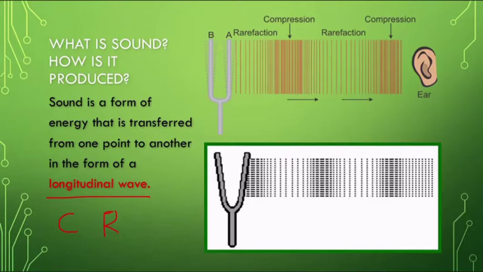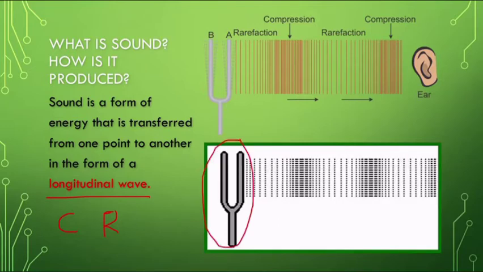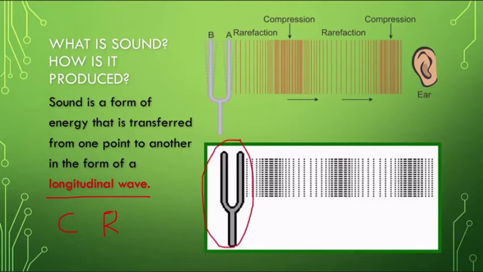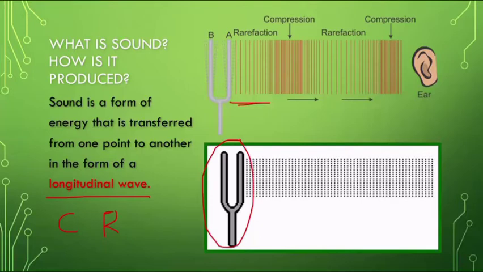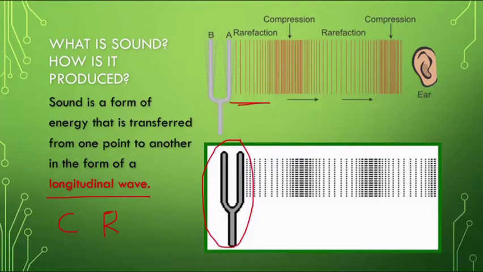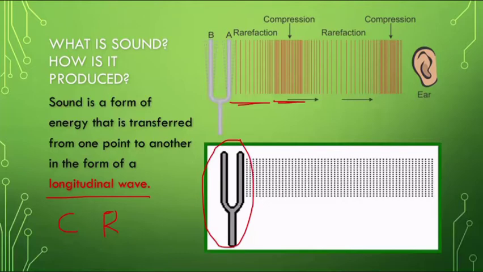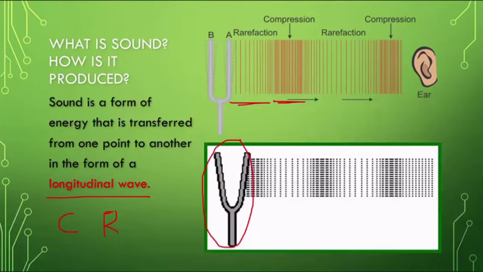Over here, you can see we have a tuning fork. When the tuning fork moves inwards, a space is created, and so the particles spread out and a rarefaction forms. A rarefaction has fewer particles in the same unit area as compared to compressions. And when the tuning fork moves outwards, it pushes the particles together, forming a high pressure region called a compression, where the particles are closer together per unit area.